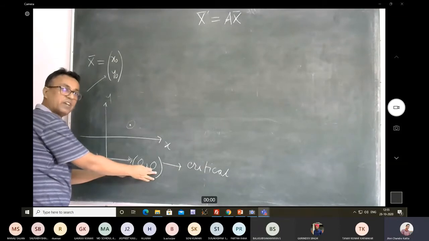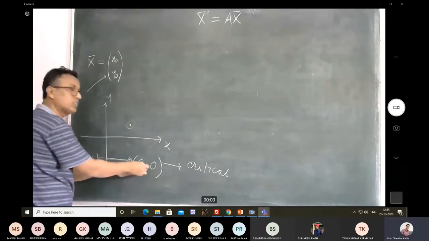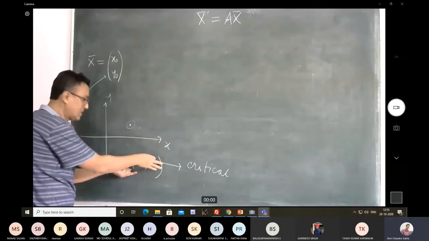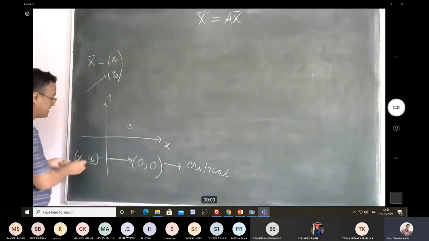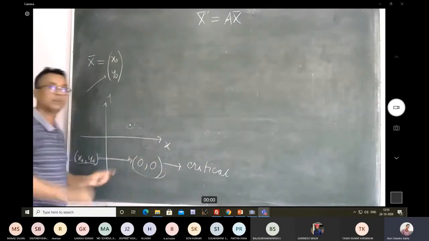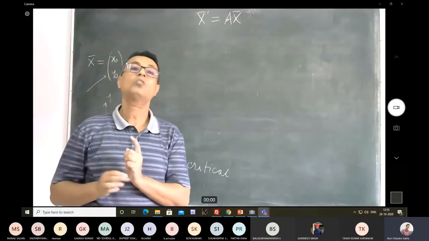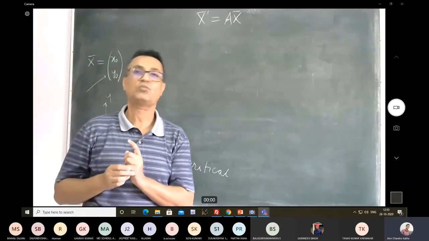By change of variables, we can always achieve that. So studying the (0, 0) point in one coordinate system is equivalent to studying the point (x0, y0). Fine? So that is why throughout all the further studies, we are going to assume that (0, 0), the origin, is a critical point in the xy plane.